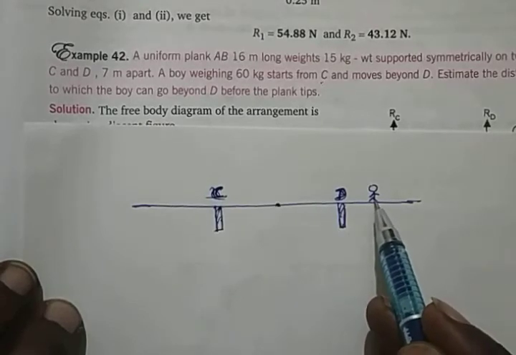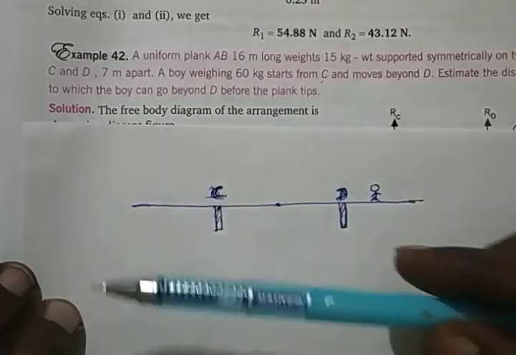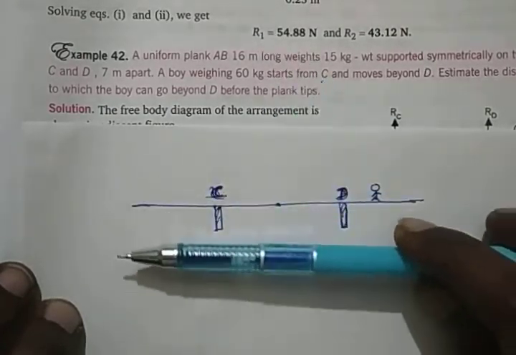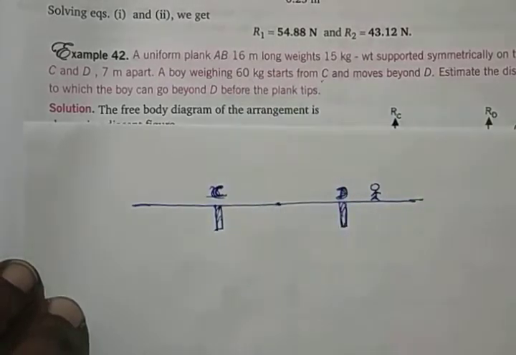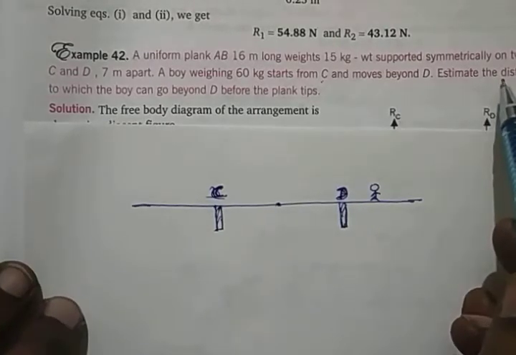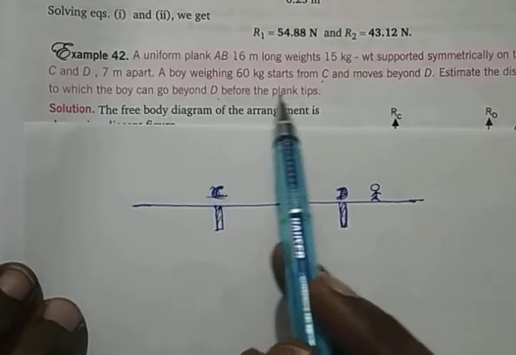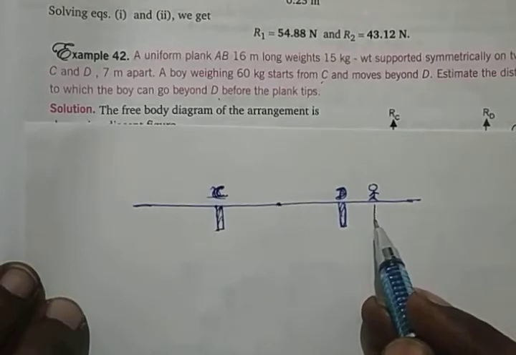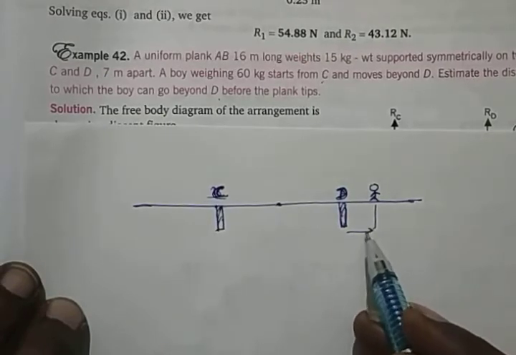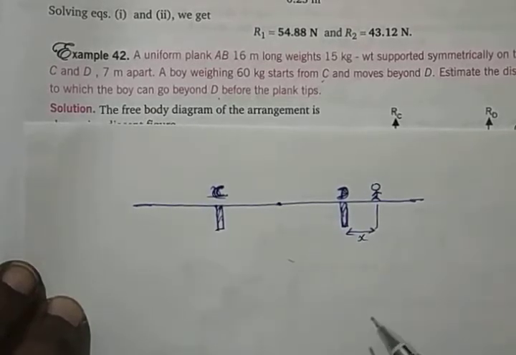Now what happens here? When he goes beyond, this entire plank will just tip. It will just go on a slide. You would have seen it is not a small one, it is a 16 meter long big one. So estimate the distance up to which the boy can go beyond D before the plank tips. What distance can this guy go so that it will still be safe for him before it tips?